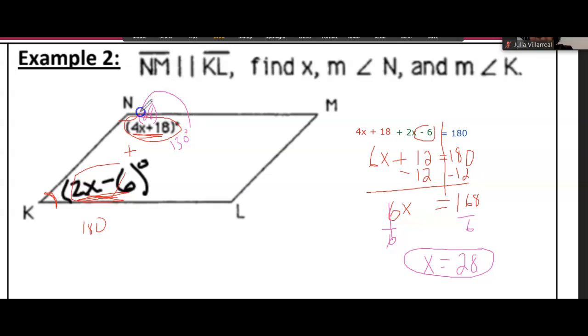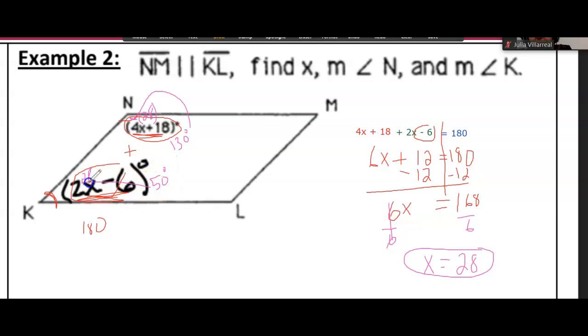130 degrees is this angle right here. Well, let's look at this angle. 2 times 28 minus 6. Go ahead and do that. 2 times 28 minus 6 is 50 degrees. So this angle right here is 50 degrees.